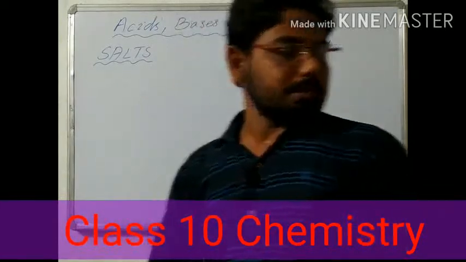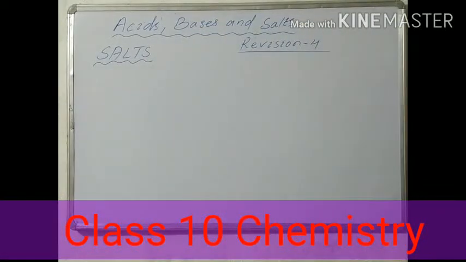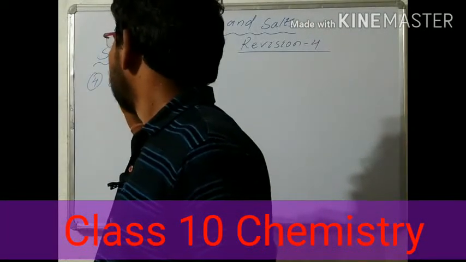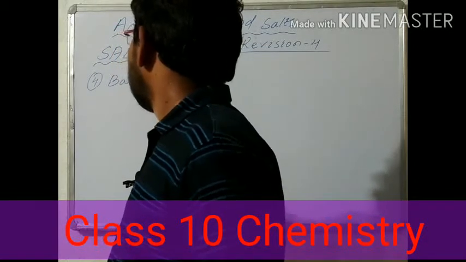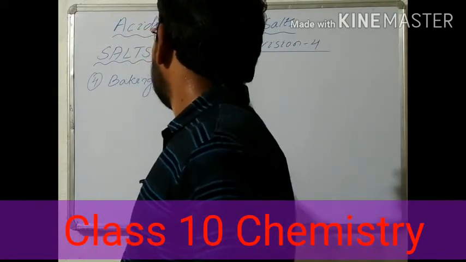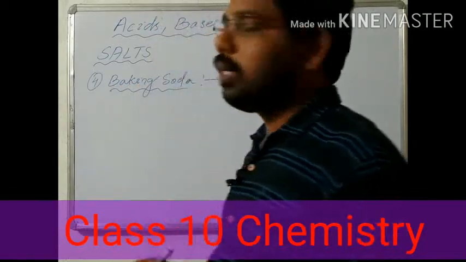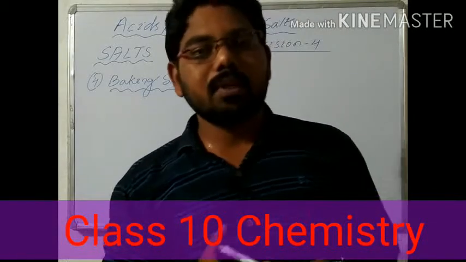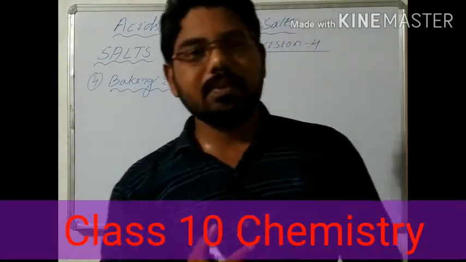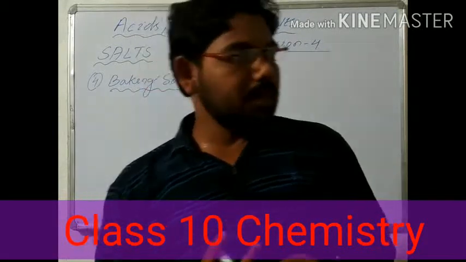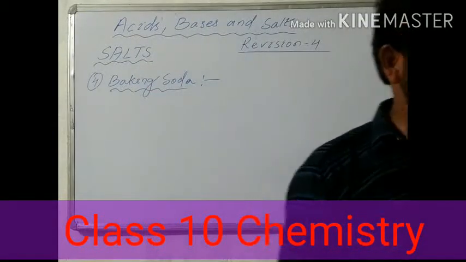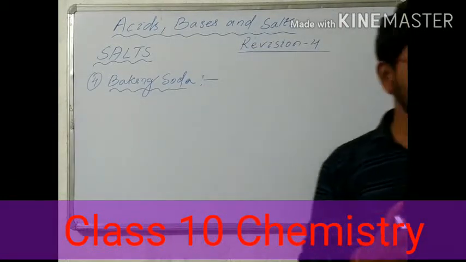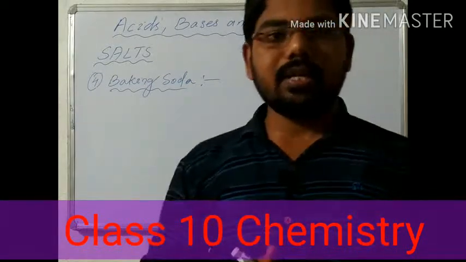So next, the fourth type of salt we are discussing now is baking soda. Baking soda is also a most important salt. Baking soda is used as a food. When we have to make pakoda or chips, etc., this soda is used in kitchens, and it is prepared by the reaction of sodium chloride with water, carbon dioxide and ammonia.